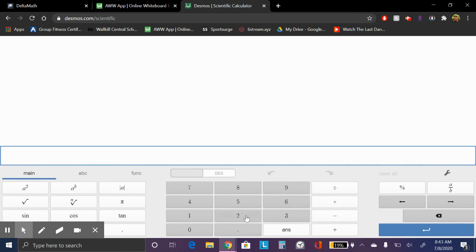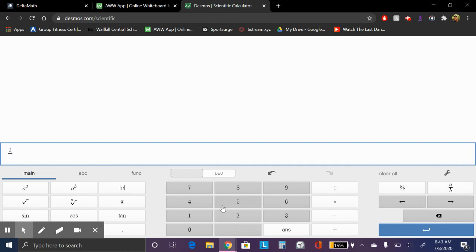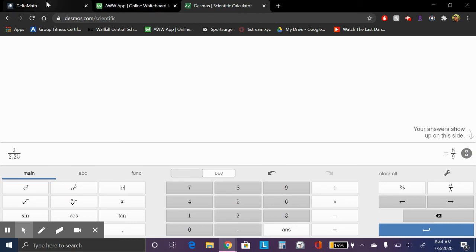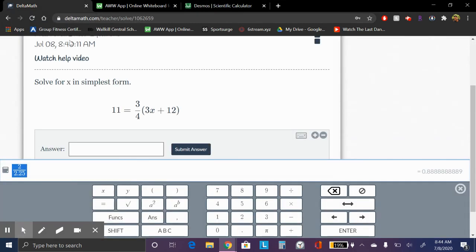Okay. So you're going to do 2 divided by 2.25. You can use that fraction button. And then you can convert this into a fraction over here. So if you use this fraction button, then convert that to a fraction, boom, it's 8/9. So that's another awesome tool that you can use. And I'll put this in the links on your Schoology page for you guys to see. It's called the Desmos Scientific Calculator. I like that calculator a little bit better.